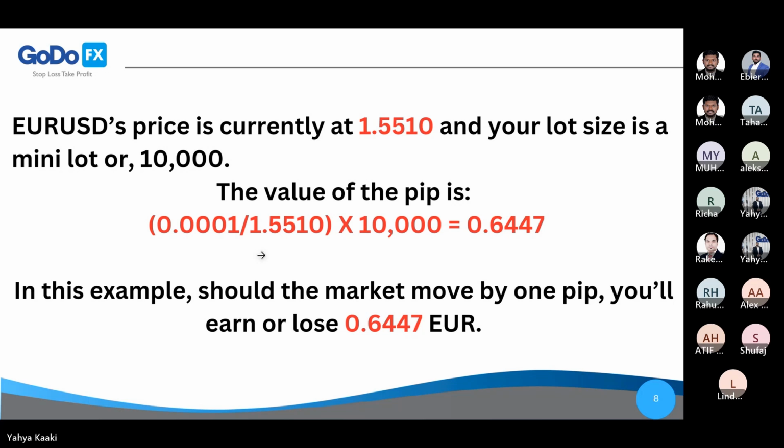So, for example, if you open 0.2 lots, it's going to be 20,000. If you open 2 lots, it's going to be 200,000. So it depends on the lot size you open. In this sense, you will get a number. This number will either be your profit or your loss. So here, in this case, if the market moved by 1 pip, your earn or loss will be 0.6447 euros.